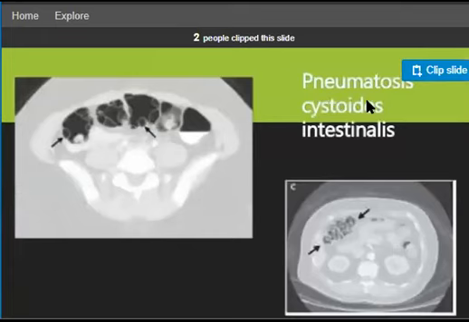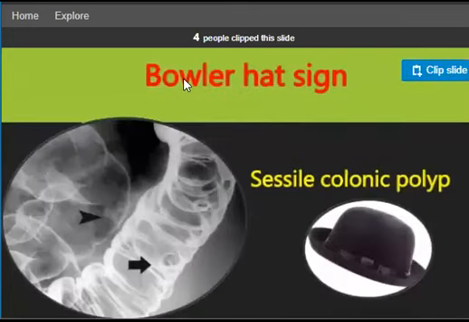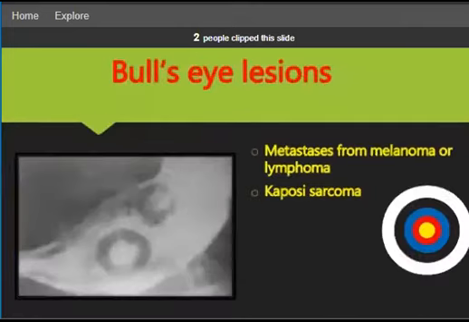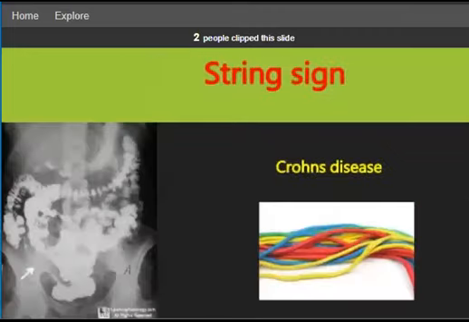This is what's called pneumatosis cystoides intestinalis, which is benign, you remember. And the most important thing is to differentiate it from free air and from portal venous gas. And this one was a polyp, which is a sessile colonic polyp, Fowler head sign, Mexican hat sign, okay. Bullseye lesions and the differential diagnosis from metastasis, lymphoma, Kaposi sarcoma, string sign with Crohn's, sorry, here.